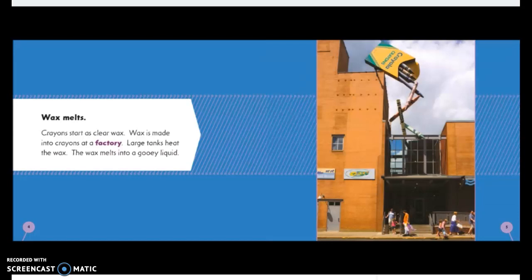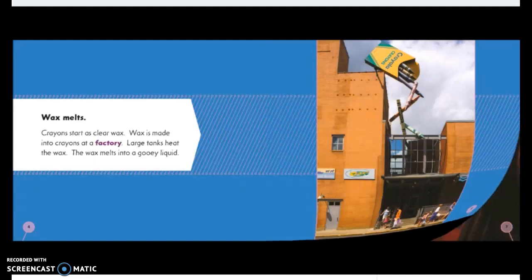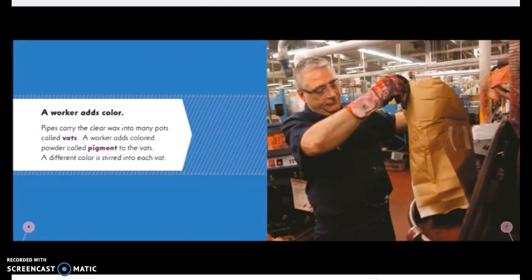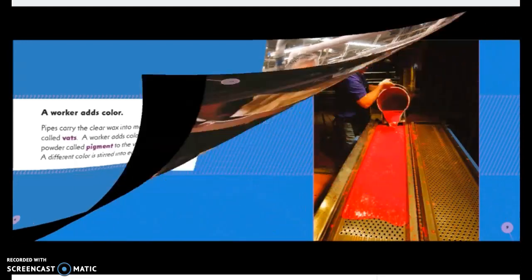Wax melts. Crayons start as clear wax. Wax is made into crayons at a factory. Large tanks heat the wax. The wax melts into a gooey liquid. A worker adds color. Pipes carry the clear wax into many pots called vats. A worker adds colored powder called pigment to the vats. A different color is stirred into each vat.